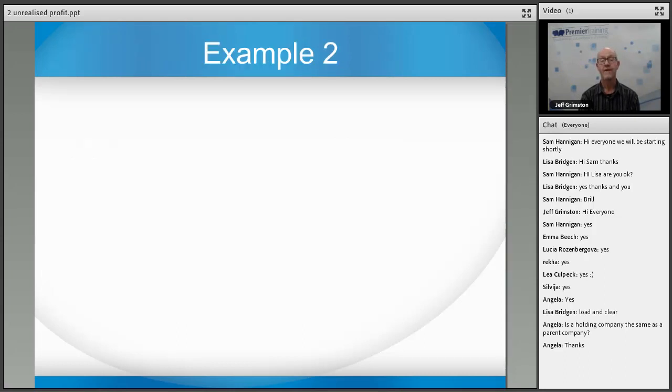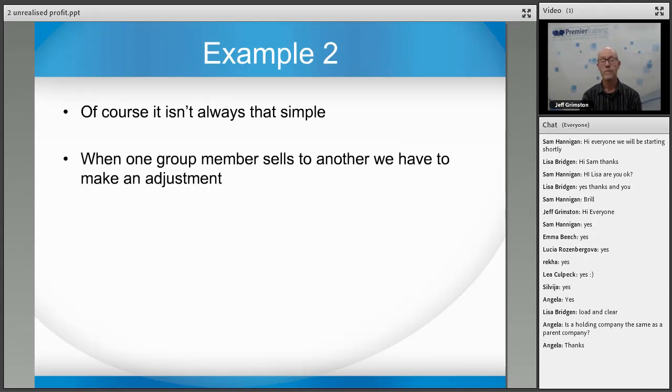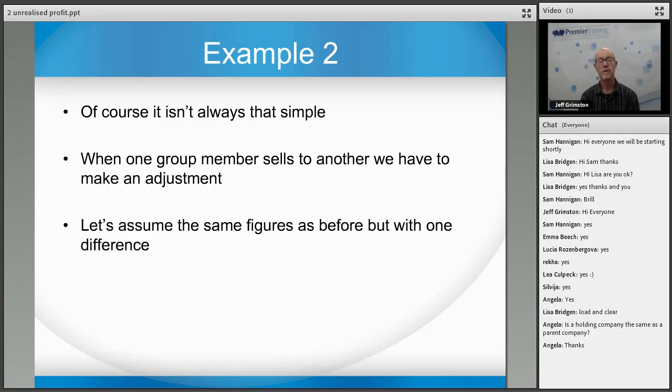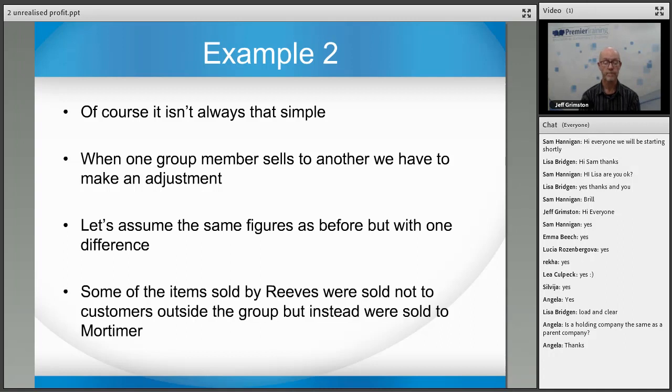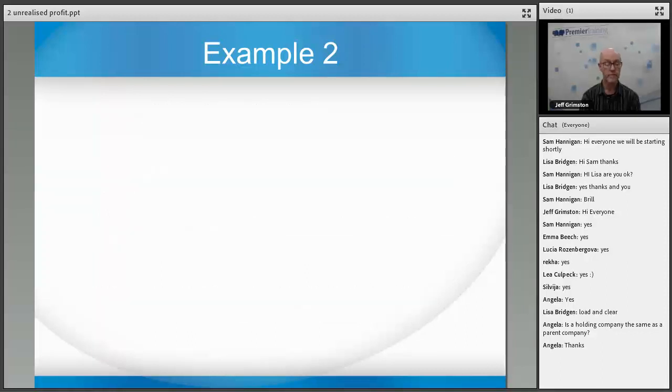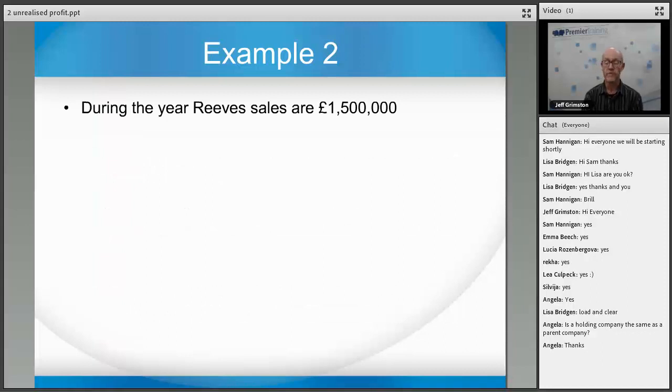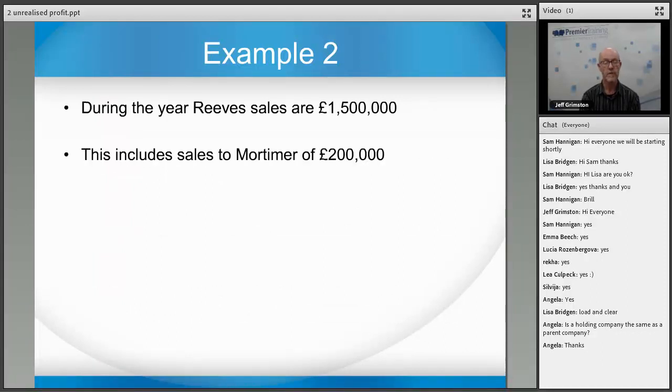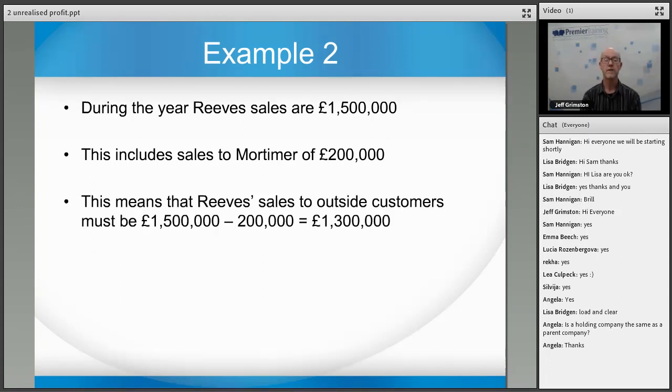Now, of course, it isn't always quite as simple as that. When one group member does make a sale to another group member, we have to make an adjustment for it. Let's assume the same total figures as before, but with one difference. Some of the items sold by Reeves were not sold to customers outside the group, but instead were sold to Mortimer. Here we go. During the year, Reeves sales £1.5 million. This includes sales to Mortimer of £200,000. This means Reeves sales to outside customers must be £1.5 million minus £200,000, which is £1.3 million.